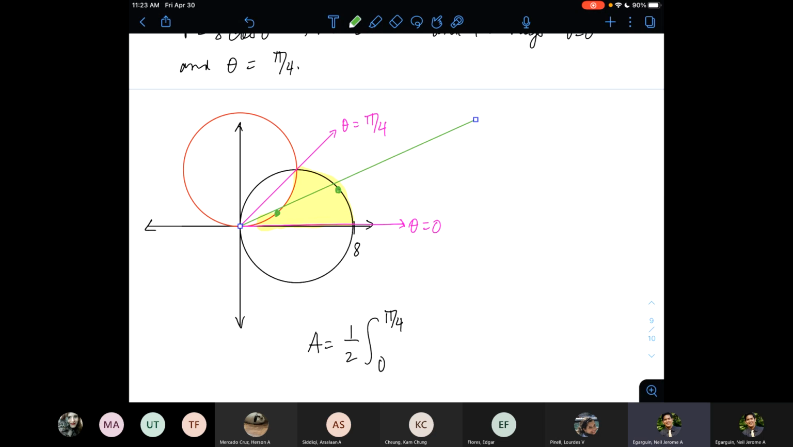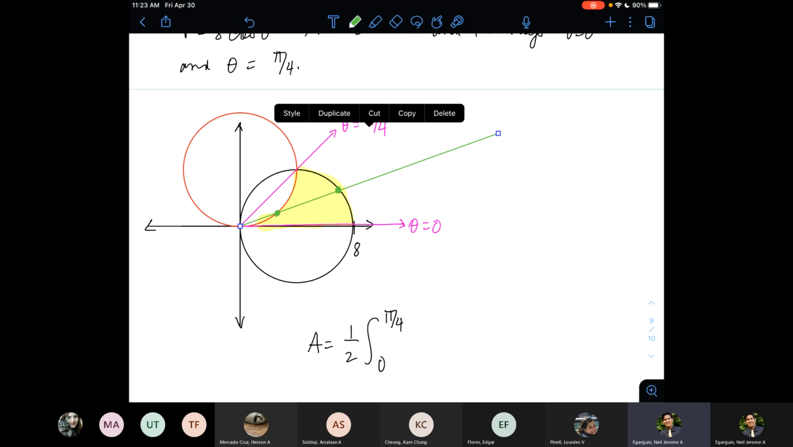And then if I continue traveling from 0 until pi over 4, I see that that is uniform. That is the uniform behavior all throughout 0 to pi over 4. So from theta equals 0 until theta equals pi over 4, the inner radius is the red circle, and the outer radius is the black circle. So I don't need to split the integral up.